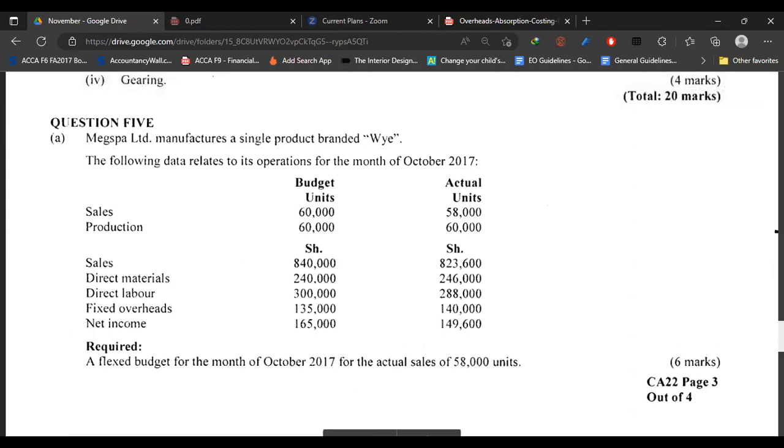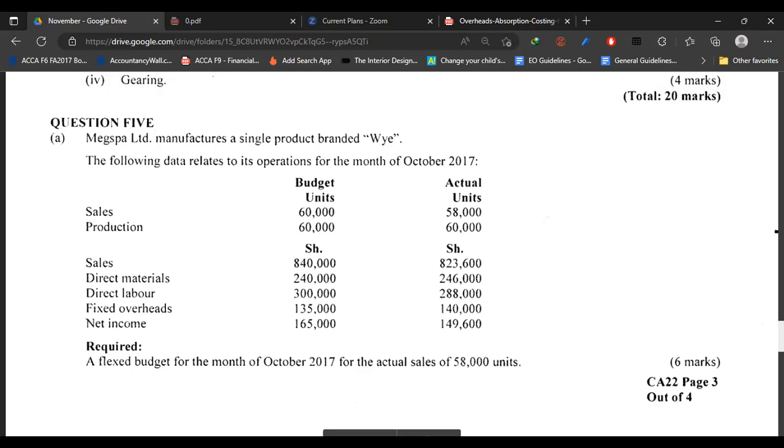Required: a flexed budget for the month of October 2017 for the actual sales of 58,000 units. Very good. Thank you, Mary. You can see we have been told that the actual sales will be 58,000. But when I look at the sales budget, we are given 60,000, right? So when I'm calculating the flexing ratio, I'm just going to take 58,000 divided by 60,000. In this case, I will be able to get my flexing ratio.